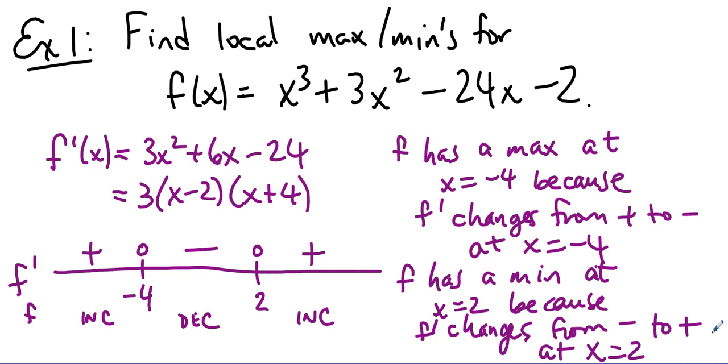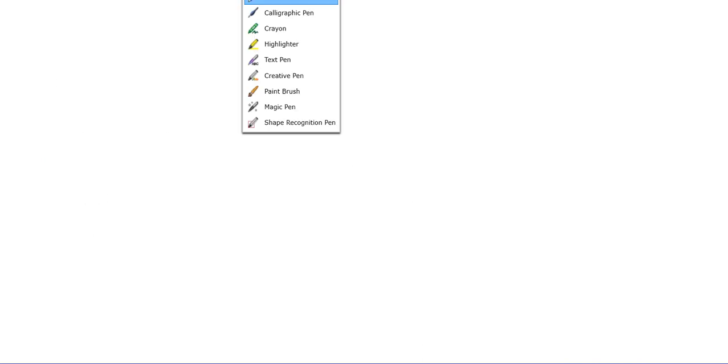We want to give a calculus reason. We want a reason that's based on the derivative. So we don't want to talk about what f is doing. We want to talk about what f prime is doing. I will illustrate with one more example.